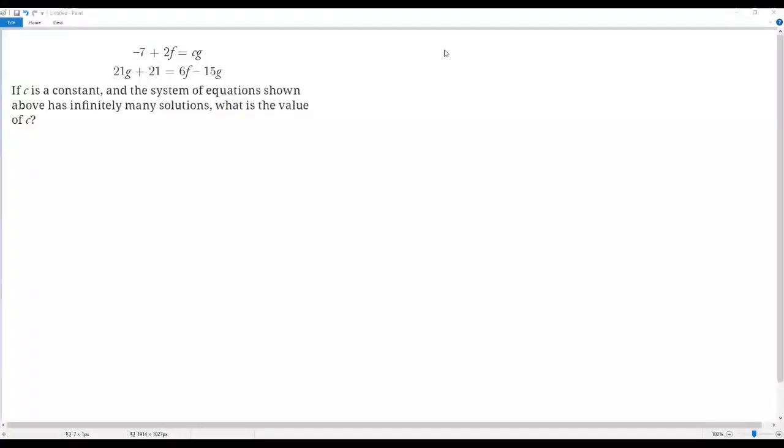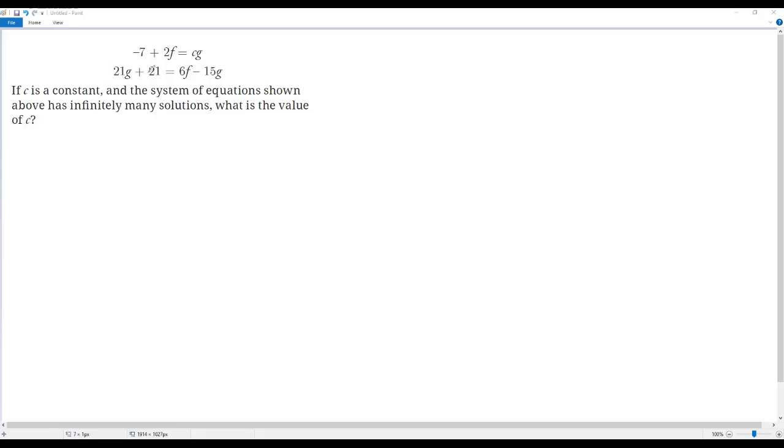Here we have an SAT math question. Okay, let's go with the question. -7 + 2f = cg, and there is another equation: 21g + 21 = 6f - 15g. If c is a constant and the system of equations shown above has infinitely many solutions, what is the value of c? Okay, the question clearly says the given system has infinitely many solutions.